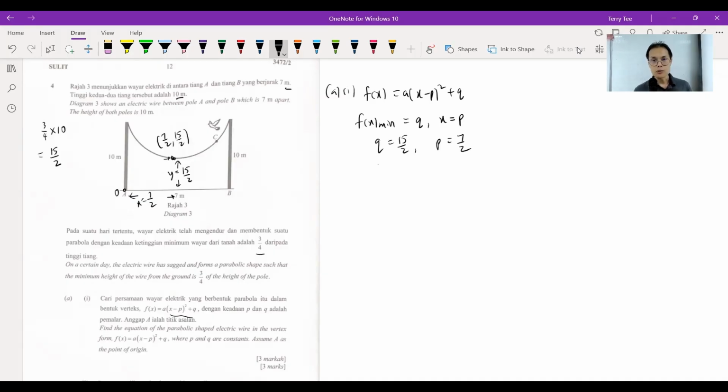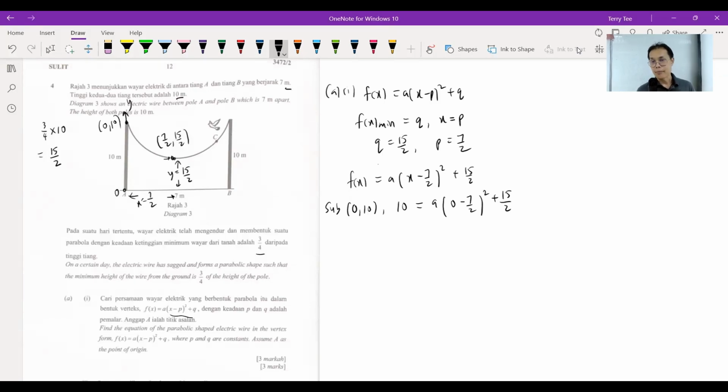I need to take these two and sub inside this equation. Now the problem is we don't know what my a value is. So to find the value of a, I have to sub in another coordinate. We can use this point here. This is your y-axis. This point here is 0, 10. So let us substitute, gantikan, 0, 10. That means your f(x) or your y is 10. Your x is 0. Then we find our a.